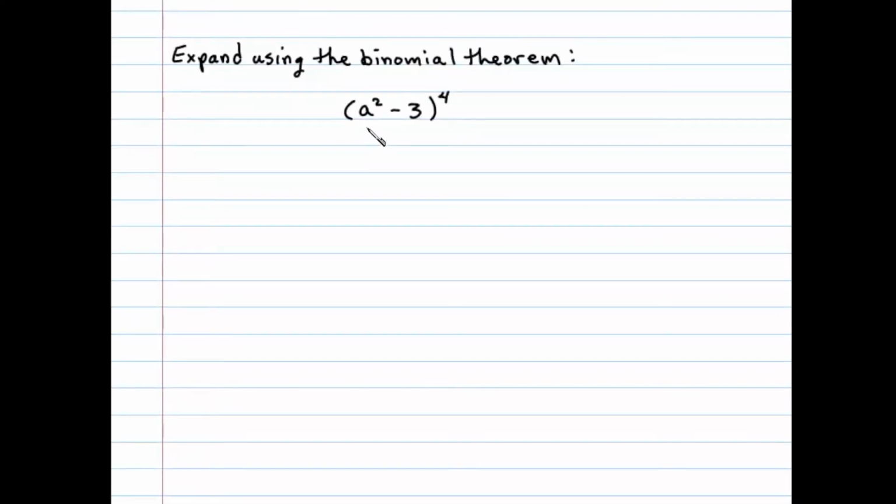Here we're asked to expand the quantity a squared minus 3 raised to the fourth power using the binomial theorem. Now the binomial theorem states that any binomial raised to the nth power is equal to the sum as k goes from 0 to n of n choose k times x to the n minus k power times y to the k power.